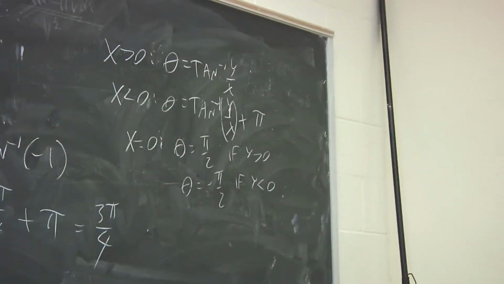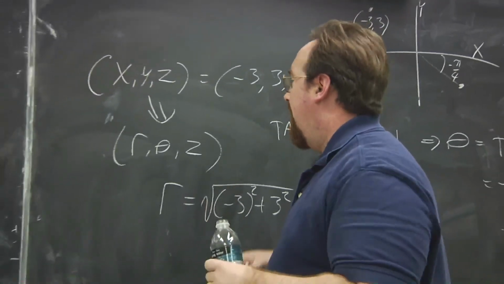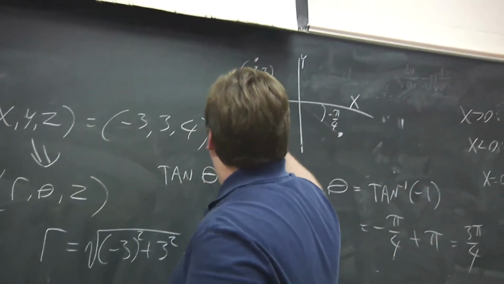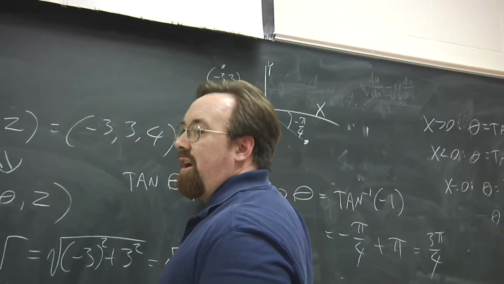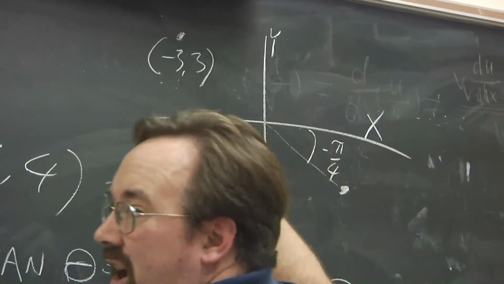Otherwise, it jumps to the wrong conclusion. It's really x is negative and y is positive, so you need to correct by pi. Also, if you have a point over here, your calculator will put you up here. So again, you add pi.